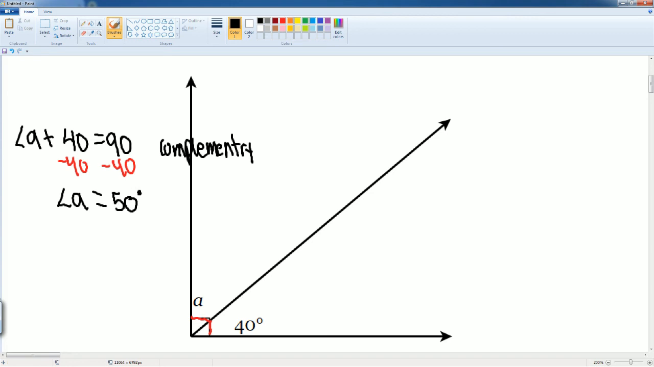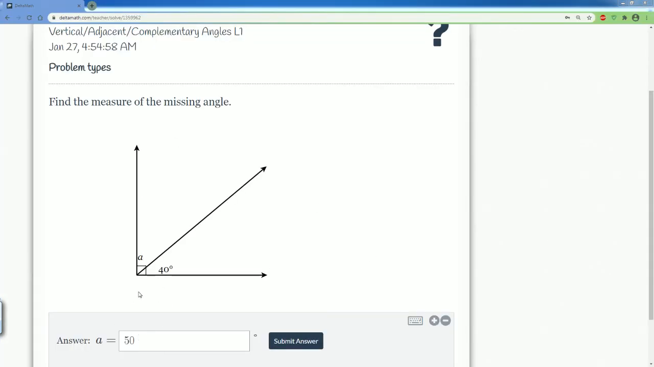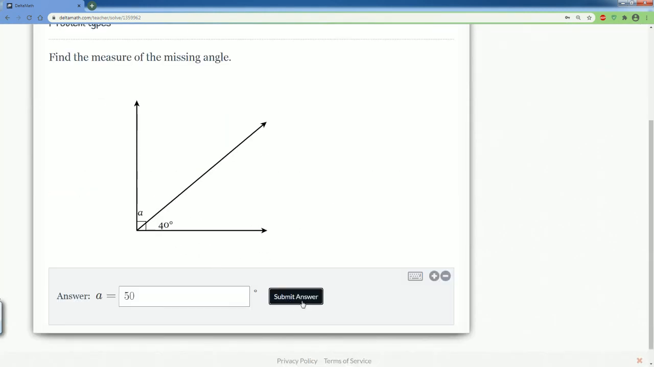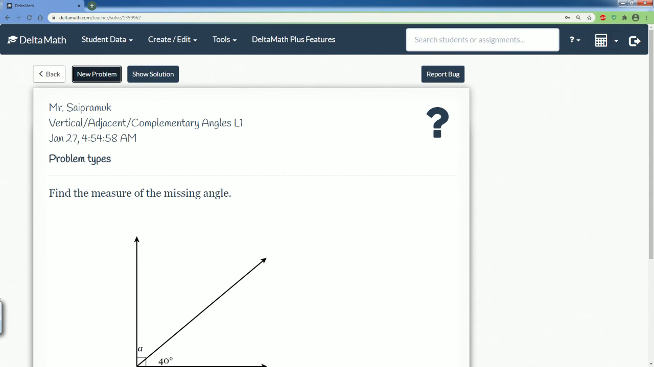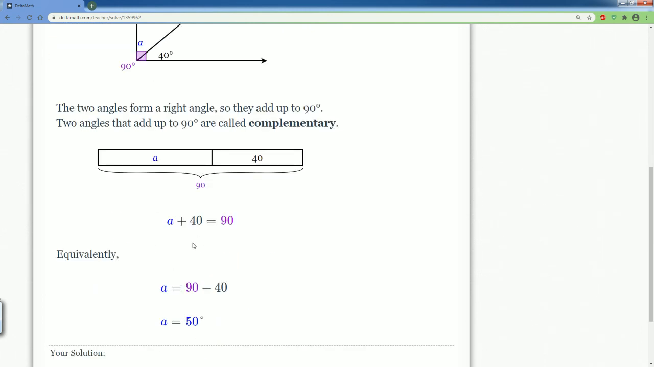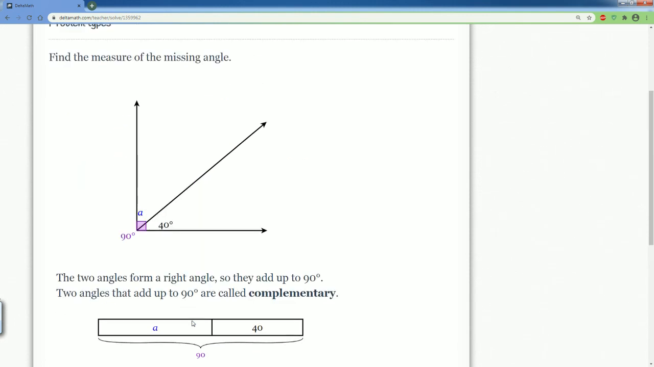Okay, so let's check our work here by plugging it in to see if we are correct. We enter 50 degrees here. If we add 50 degrees to our 40, that does make 90 because these are complementary angles. So we should be correct here. And here we have it, we are correct. These angles are complementary, so they do add up to 90 degrees. We set up the equation, subtract 40 from both sides, and we got that angle A equals 50. Good.